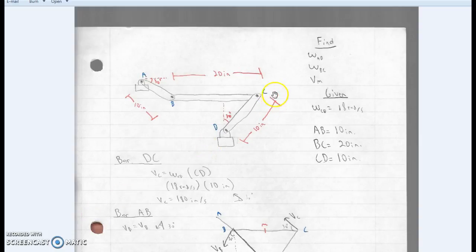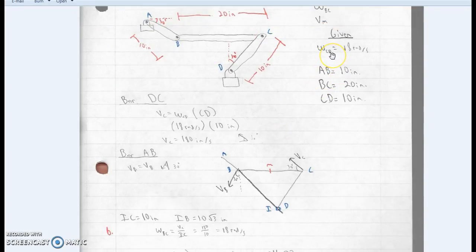I'm going to explain how to do problem 15.81. First, they want you to find the angular velocity of AB and BC and the velocity of the midpoint of BC. You start out with drawing the picture, which is the rod with the fixed point at A and the rod with the fixed point at D, and then the free moving rod with B and C.